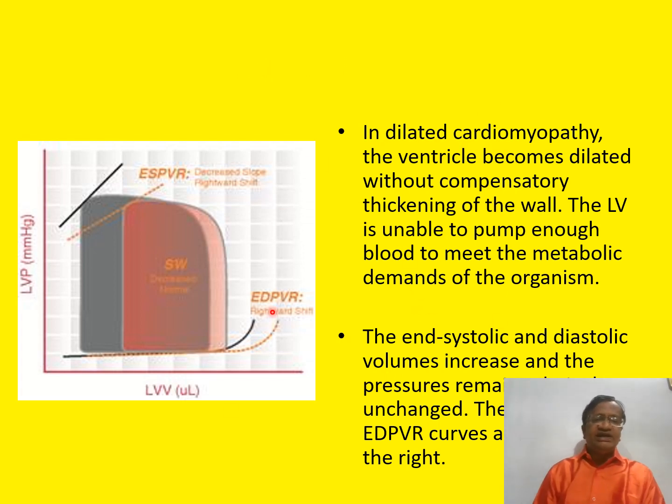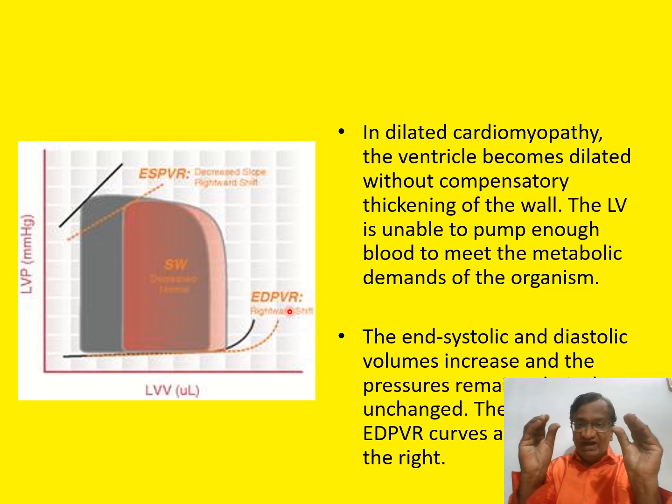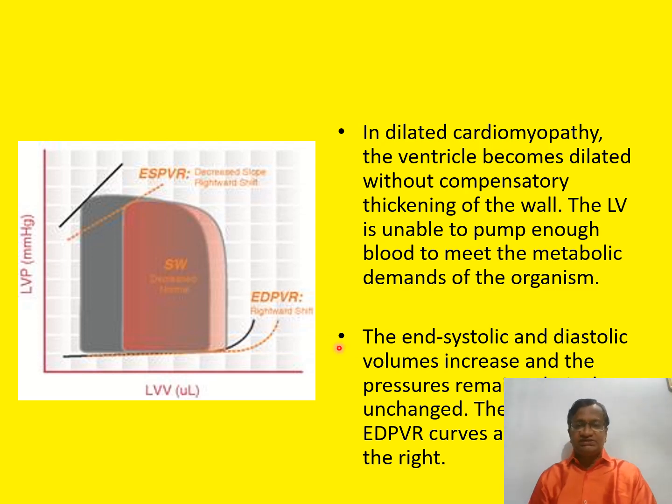In dilated cardiomyopathy, the ventricle becomes dilated without compensatory thickening of the wall. So that is very important. It becomes dilated. The wall is not thickened. The LV is unable to pump enough blood. The end systolic and end diastolic volumes both increase. The end systolic volume is increased, the end diastolic volume is increased, and the contractility is also decreased. So more blood is staying here.